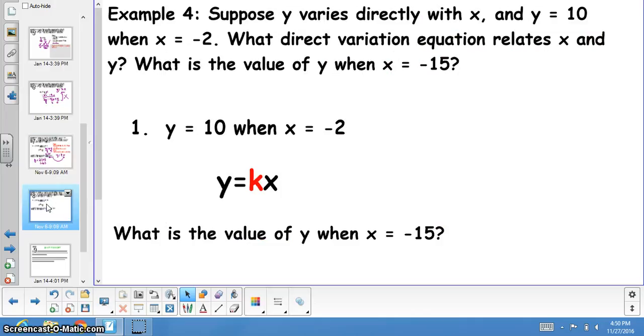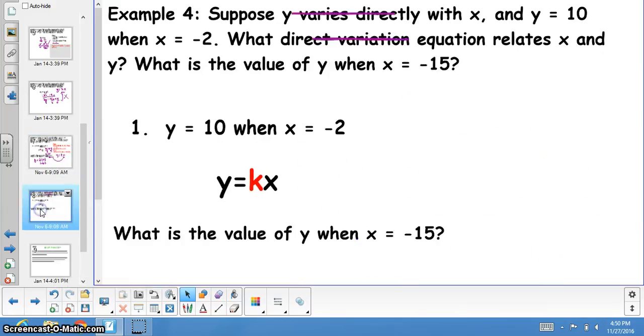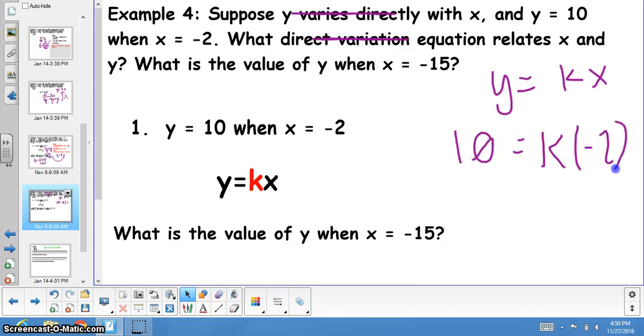Here's another example. Suppose y varies directly with x and y equals 10 when x equals -2. What direct variation equation relates x and y? What is the value of y when x equals -15? Again, I already know it's a direct variation because it tells me here. So substitute the values going back to my notes. Maybe you paused and wrote them down, but it says start with the function form of y equals kx and substitute. So y equals kx. 10 is y. Don't know k, and I know -2 is x. Divide both sides by -2. -5 equals k.